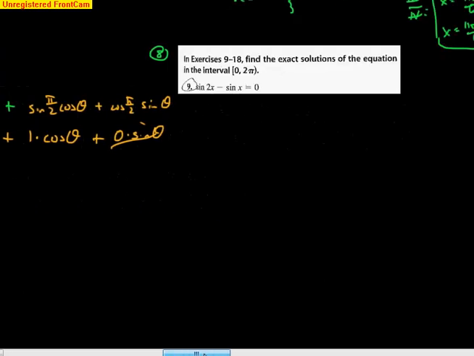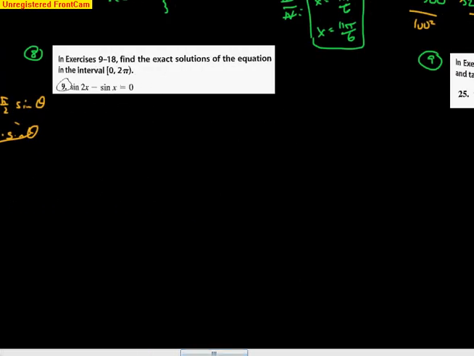Okay, next, we're going to find the solutions in the interval 0 to 2 pi. And we did a problem before with a 2 theta in the sine, but notice now there are two trig functions. One has a 2x and the other has an x. So now we need to take care of this sine of 2x.